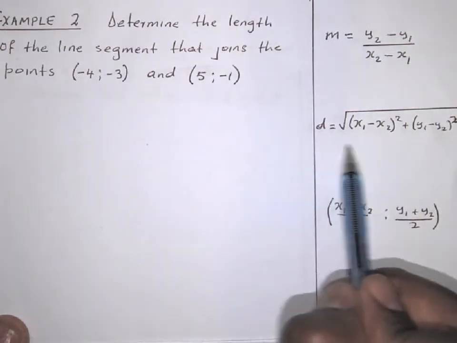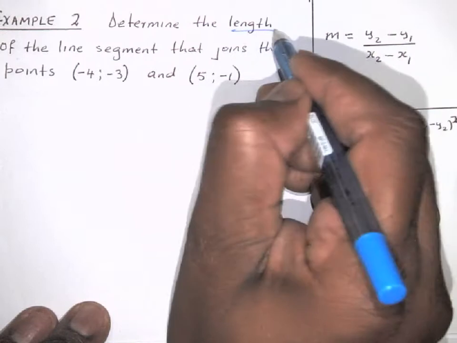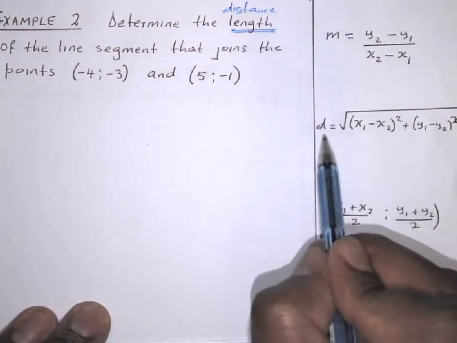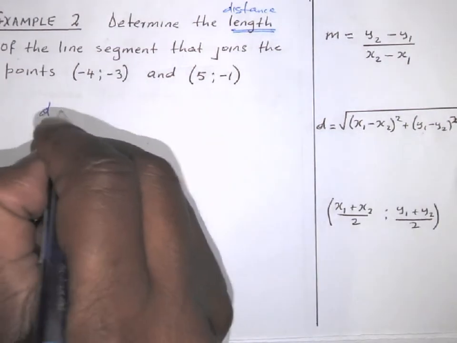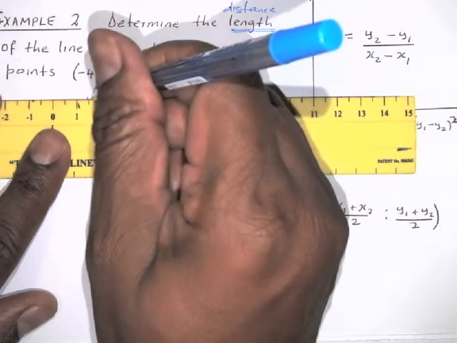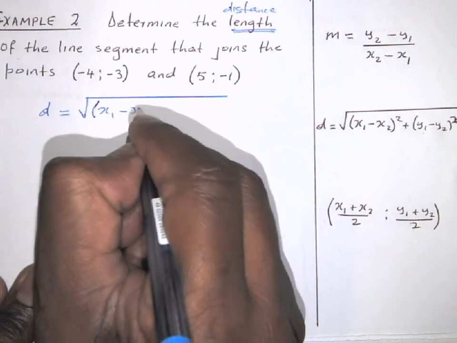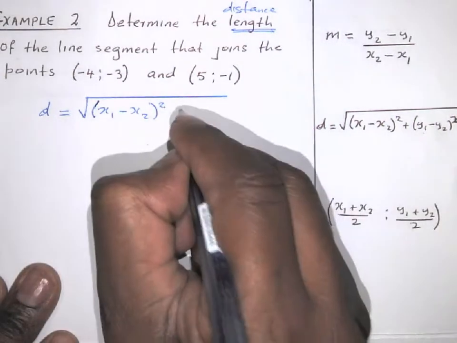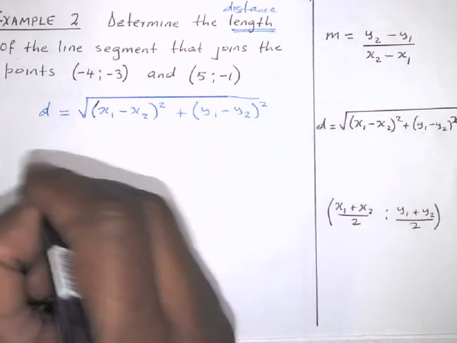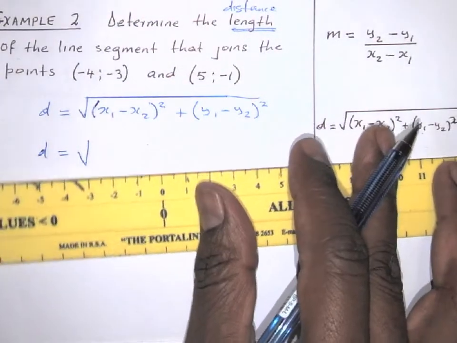And then this is a formula for the distance, which is d is equal to the square root of, let's put this thing here, the square root of (x1 minus x2), which is squared, plus (y1 minus y2), which is squared. So the distance is equal to under square root. Now I'll substitute the values. Remember that we said this is x1, this is y1, this is x2, this is y2.